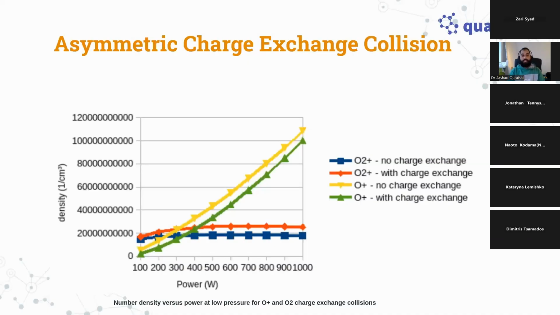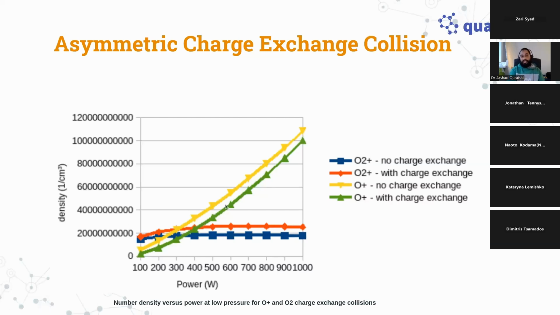Let's look at heavy particle collision. So the heavy particle can undergo ion-ion recombination, it can undergo symmetric charge exchange, asymmetric charge exchange, it can undergo electron detachment or the Penning ionization. So this figure shows the impact of asymmetric charge exchange collision on the relative ion density. So we consider O+ and O2 for charge exchange. So this is number density versus power.